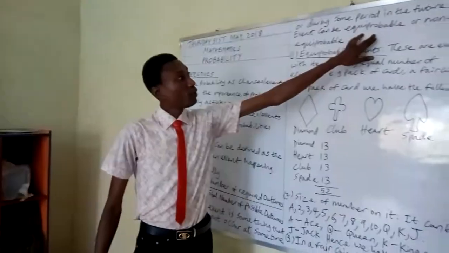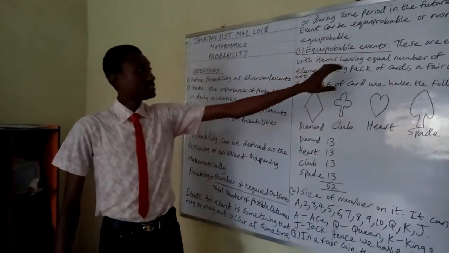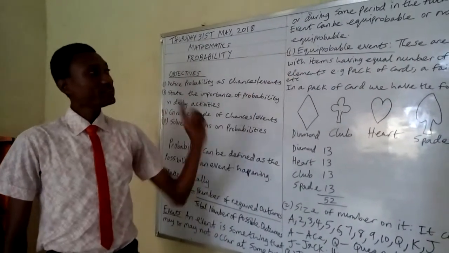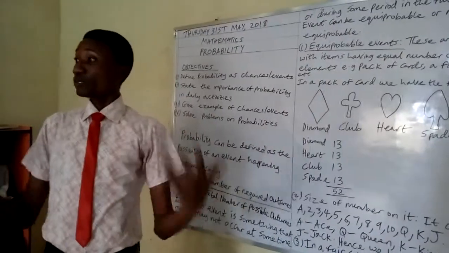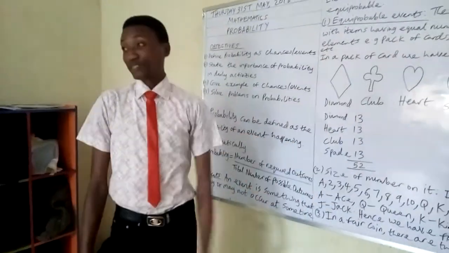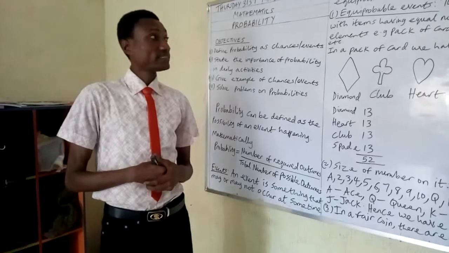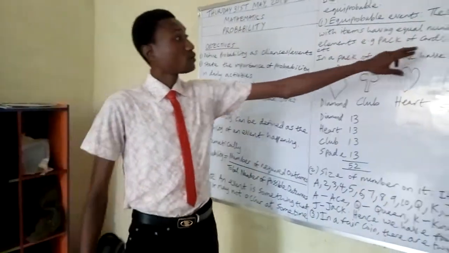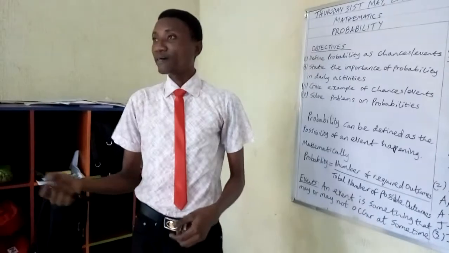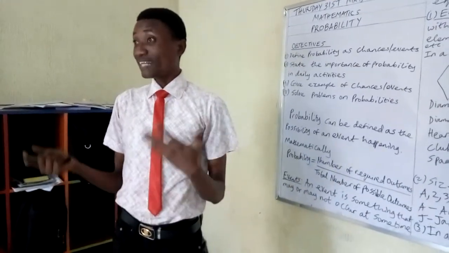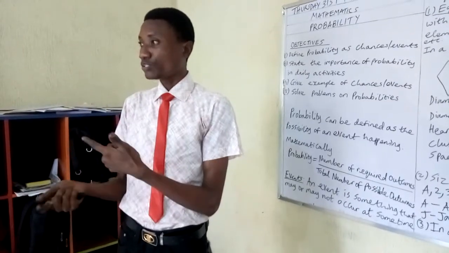Events can be equipable or non-equipable. Now, when we talk about the first one, equipable events, these are events with items having equal number of elements. Now, all of us, to some extent, know about cards, pack of cards, and we know sometimes we play during our free time. And virtually all of us in this class have seen what we call coins. In Nigeria, we have coins. Before, we used 1 naira coin, we have kobo, but now people don't usually use that. But we still have it because we put it in calculation.